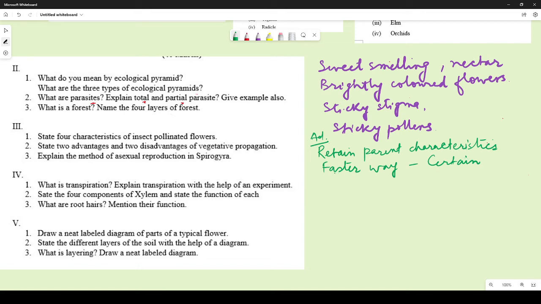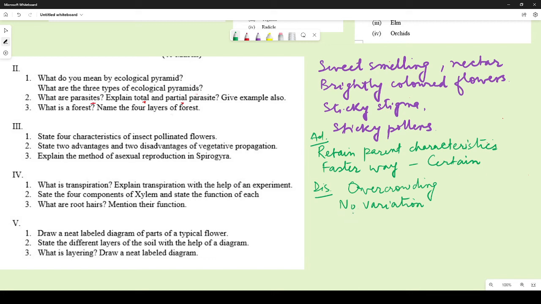So any of these 2 advantages you can write. Now when we talk about disadvantages, first and foremost, there is overcrowding. Because the plants grow close by to each other, there is overcrowding, and this character, which was an advantage, can become a disadvantage when there is no variation in the next generation, because exactly the same parental characteristics would be inherited by the next generation plants, the new plants.